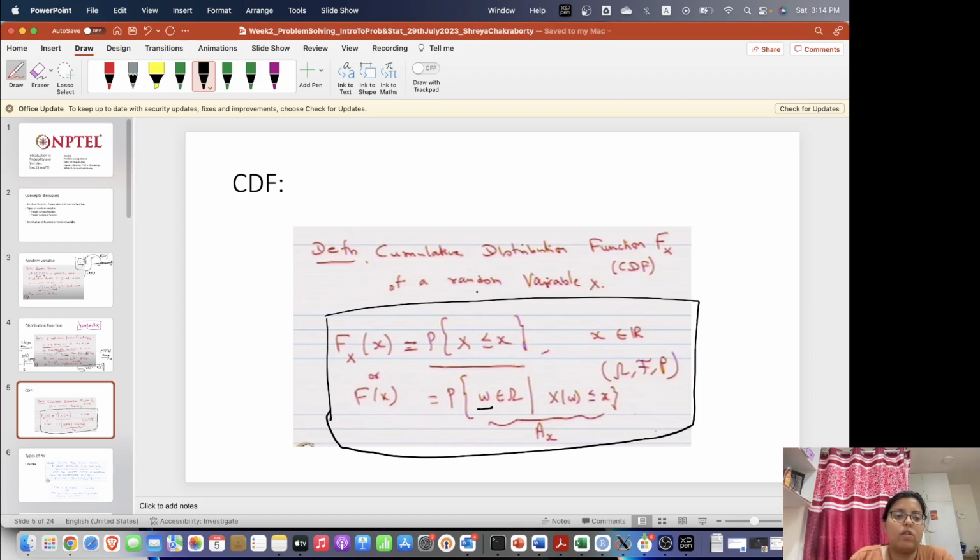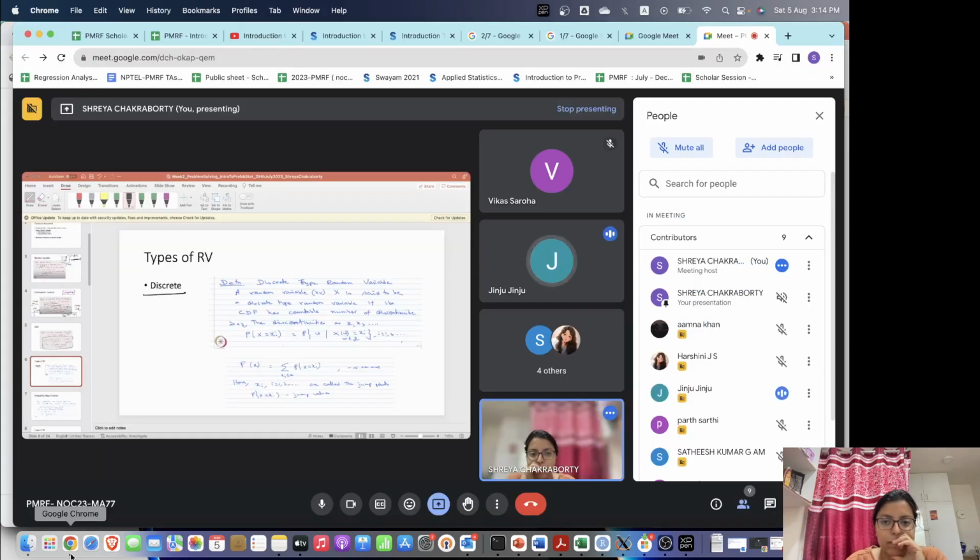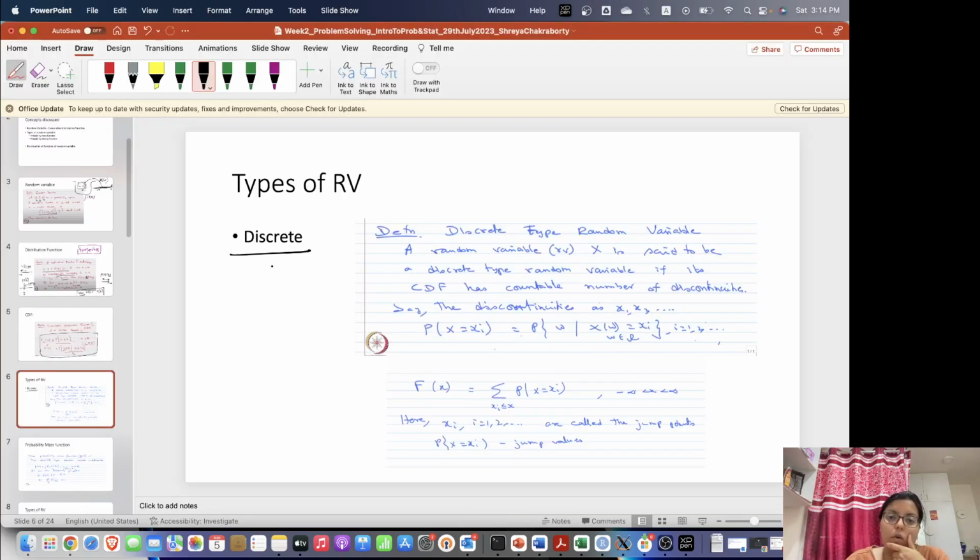Okay, and also we learnt about types of random variable. So there were 3 types. Anybody remembers what were the 3 types? Discrete, continuous, mixed. Yes, discrete, continuous and mixed. So in discrete, what do we have? The CDF has a countable, this is an important word, countable number of discontinuities.